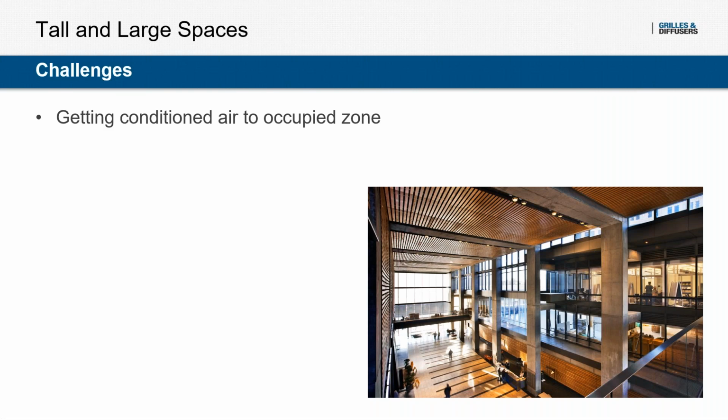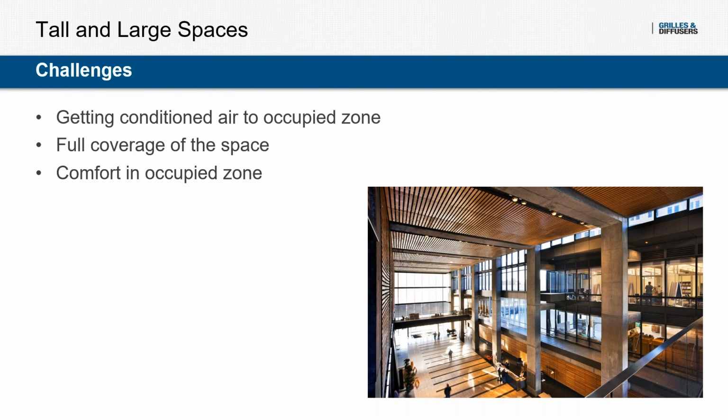Some of the challenges with these tall, large spaces is getting the conditioned air into the occupied zone. Typically, these spaces can have multiple floors with mezzanines, so those also need to be conditioned. So we're not just conditioning the lobby, we might have some secondary or third level spaces that we also need to condition. We want to get a full coverage of the space. There can be areas with overhangs, and making sure that these are also conditioned so that we don't have any dead spots.